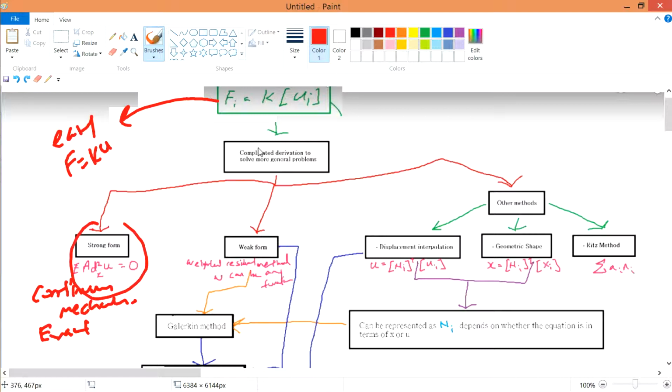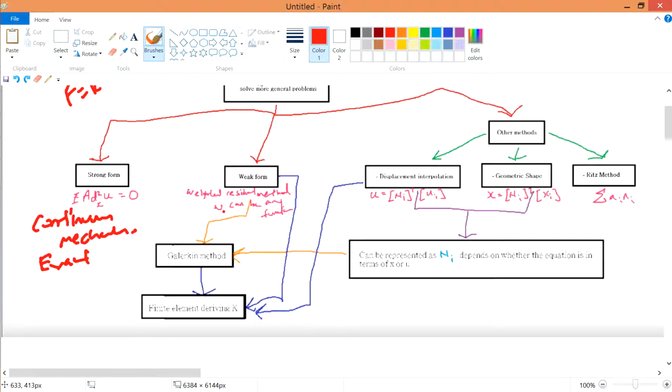Because strong form is tough, most often in finite element we deal in terms of the weak form. Therefore, in the next video and the next series of videos, we will talk about the weak form and how all these things come into play.